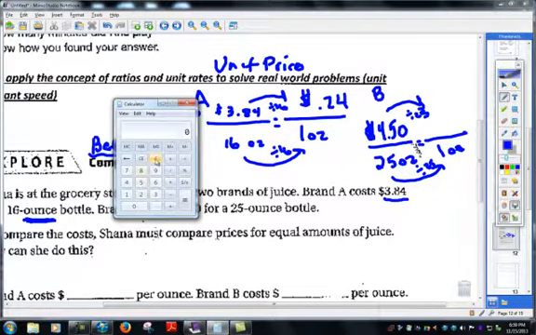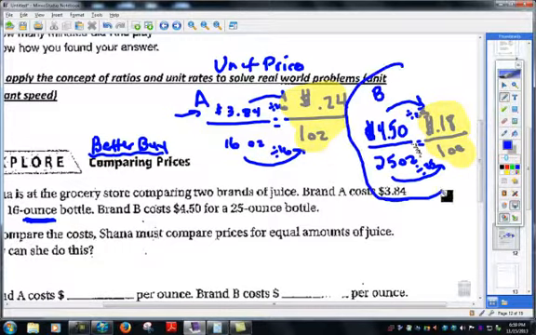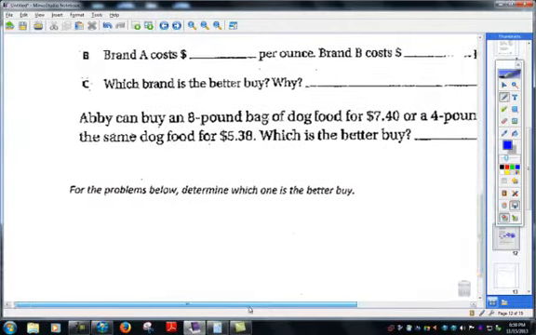This is $4.50, and I'm going to divide it by 25, and that's going to give me 18 cents. Now, since I have my labels on there, it's easy to interpret. Brand A is 24 cents per ounce. Brand B is 18 cents per ounce. Which one would you rather buy? Certainly brand B, right? You're paying 6 cents less for brand B than you would be for brand A. So certainly, I would think you would want to buy brand B.